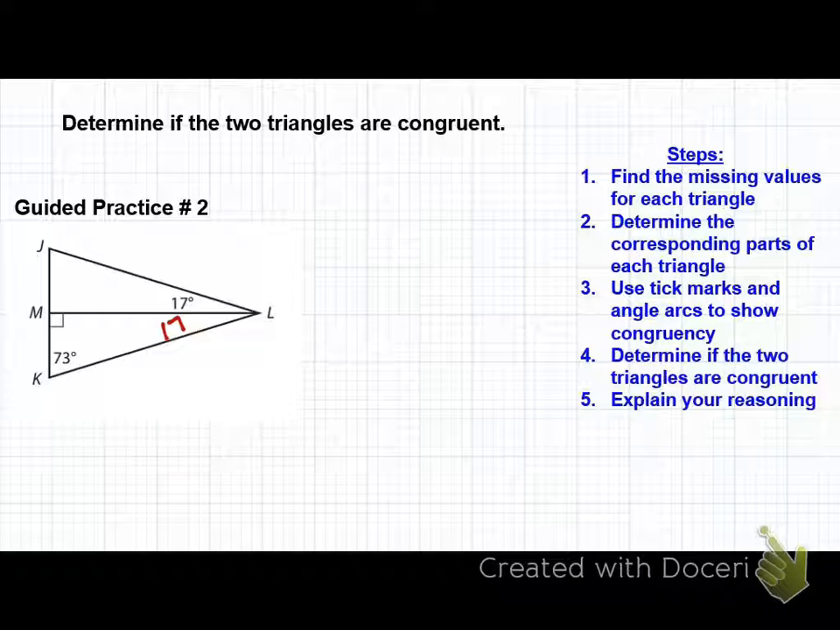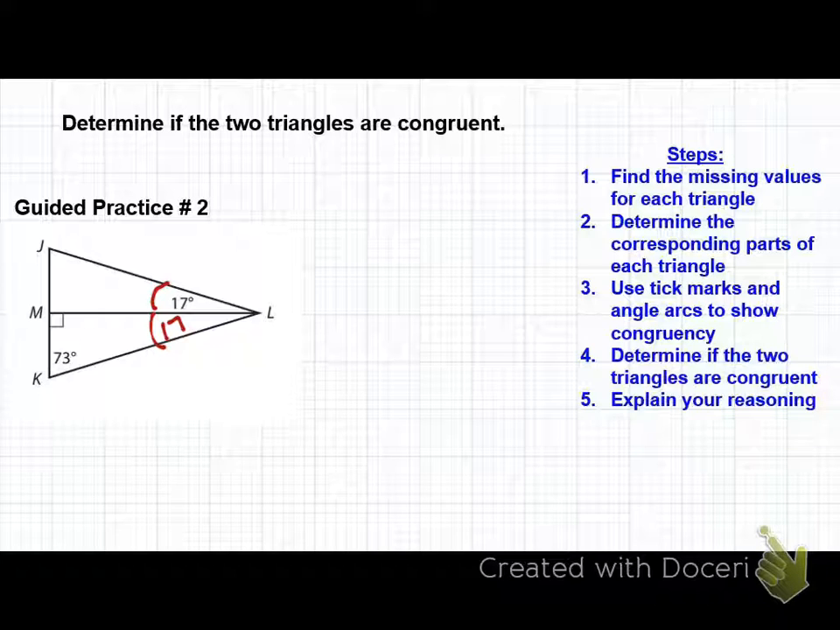Right, because if you add... Oh, how many degrees is this angle here, by the way? 90. Right, so if you take 90 plus 73 plus 17, you get 180, right? Would you agree that these two angles are the same, then, 17 and 17? Yes. Okay, what else can you assume? You haven't proven it to me yet. What else can you assume?